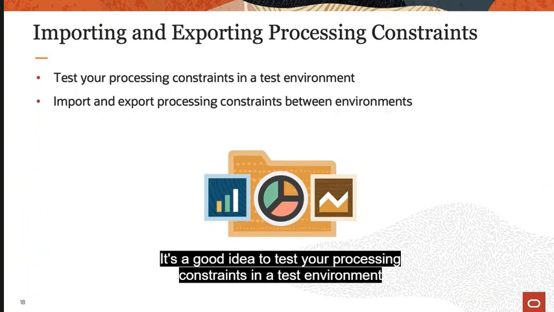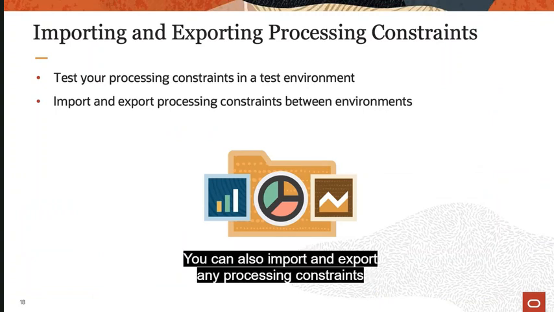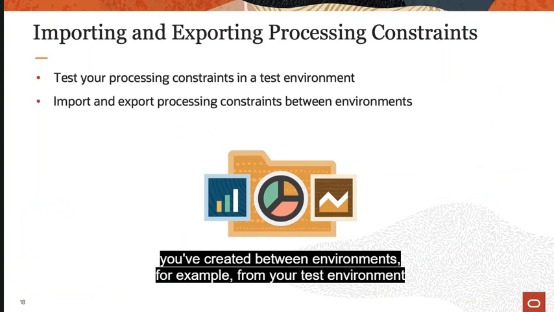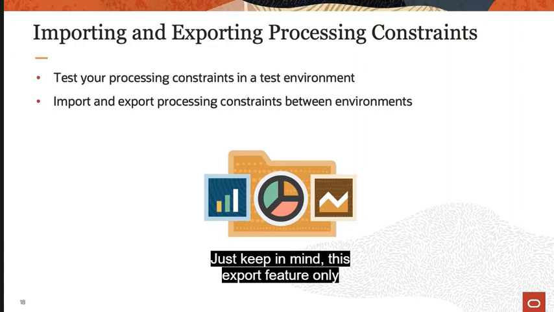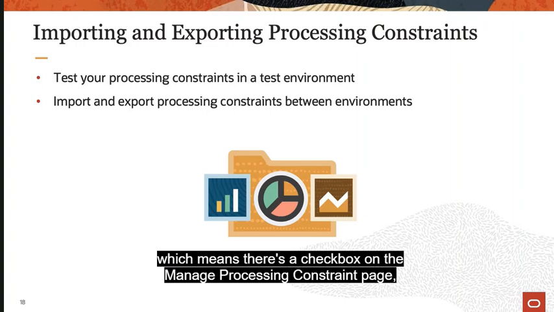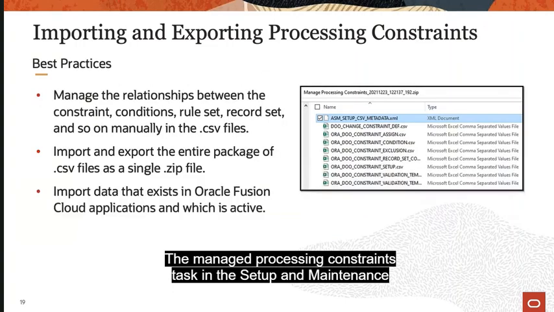It's a good idea to test your processing constraints in a test environment before using them in production. You can also import and export any processing constraints you've created between environments, for example, from your test environment to your production environment. Just keep in mind, this export feature only works for constraints you've created yourself. If a constraint is marked as predefined, which means there's a checkbox on the Manage Processing Constraint page, you won't be able to modify or export it.